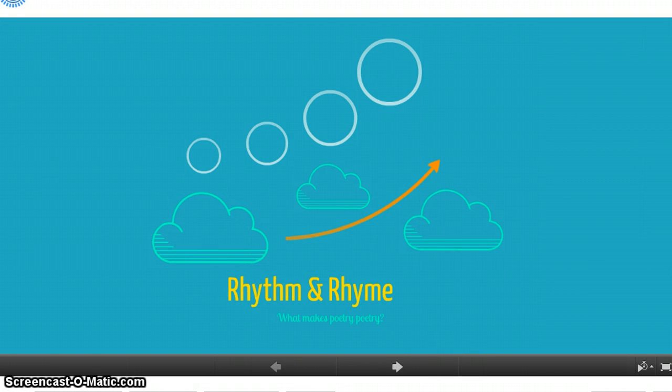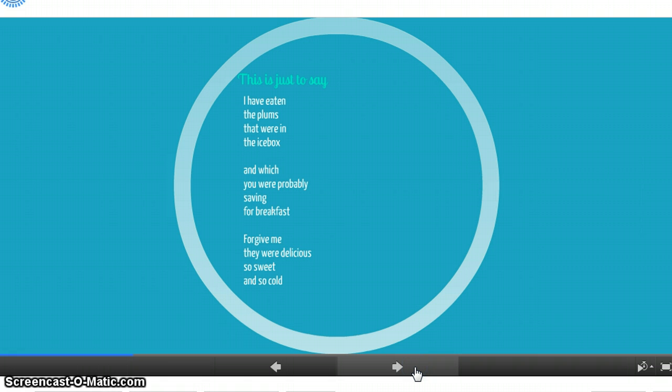Rhythm and rhyme. What makes poetry poetry? First, I want to take a look at a few lines of verse. "This is just to say, I have eaten the plums that were in the icebox, and which you were probably saving for breakfast. Forgive me, they were delicious, so sweet and so cold." So here's the question. Is this poetry?